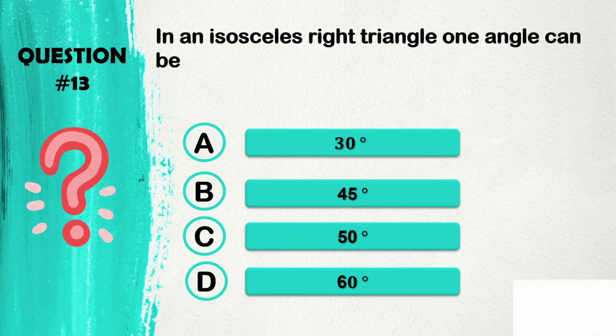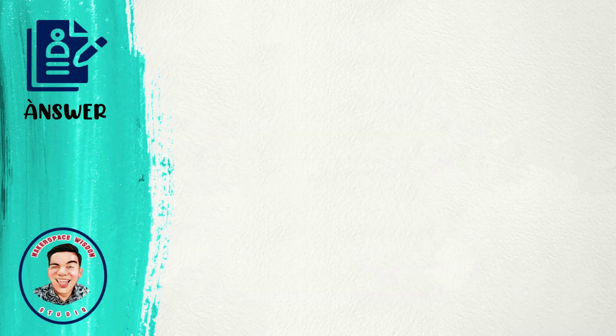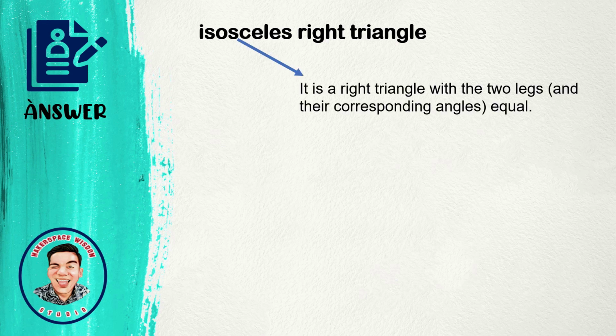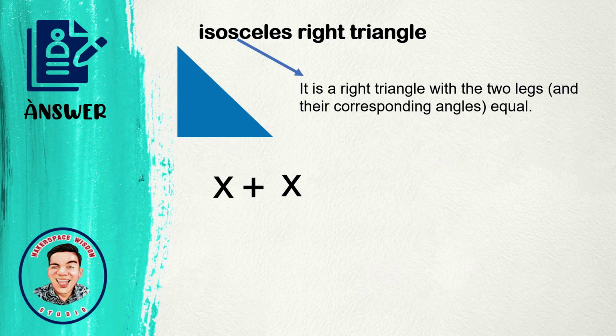Alright, time is up. Solving the given problem, we have an isosceles right triangle. And by definition, an isosceles right triangle is a right triangle with the two legs and their corresponding angles equal. So based on the definition, we have x plus x, because there are two legs as well as corresponding angles which are equal, plus 90 because it is a right triangle, which is equal to 180, and that is the total sum of a triangle.